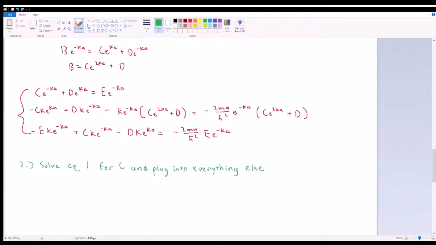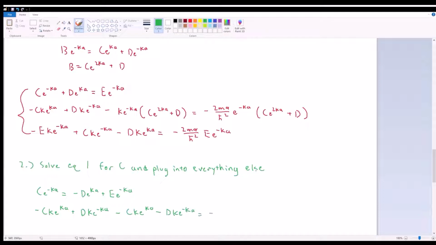So if we do that, what we're going to get is C e to the negative K A is going to equal negative D e to the positive K A plus E times e to the negative K A. The second and third terms I'm going to fully expand out first before rearranging a little bit. So this is going to be negative C K e to the positive K A plus D K e to the negative K A minus C K e to the K A, and then minus D K e to the negative K A.